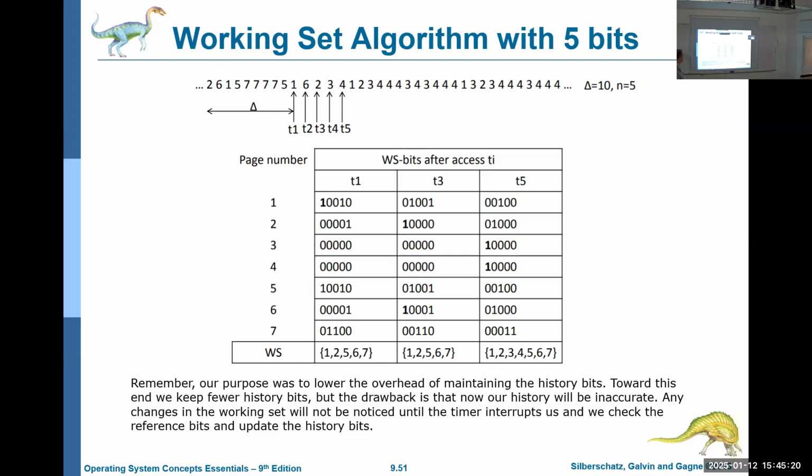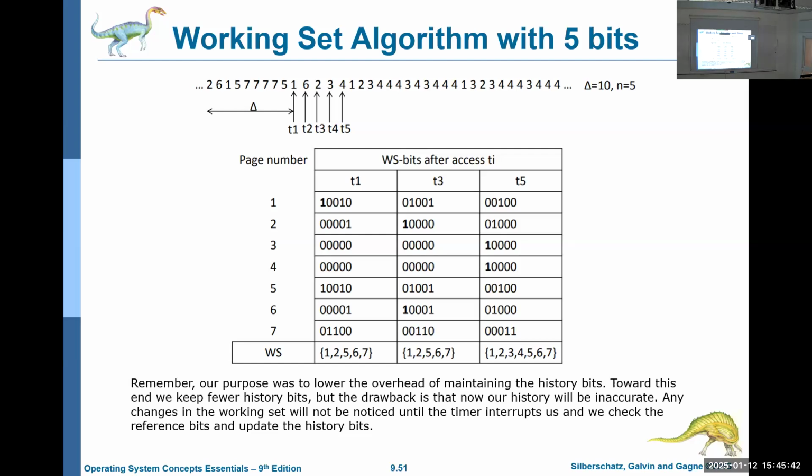Remember, our purpose was to lower the overhead of maintaining history bits. Towards this end, we keep fewer history bits. But the drawback is now that our history will be somewhat inaccurate. Any changes in the working set will not be noticed until the timer interrupts us, and we check the reference bits and update the history bits.